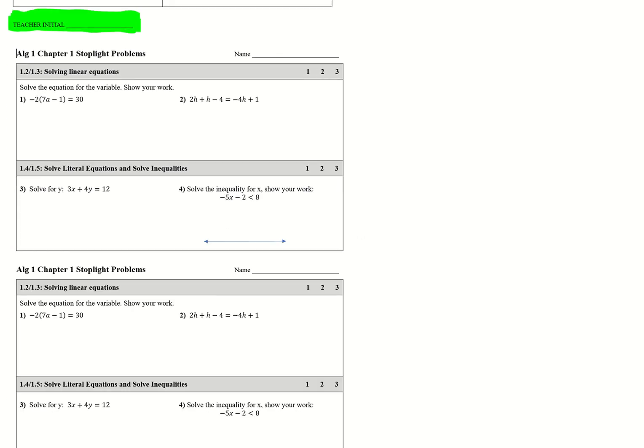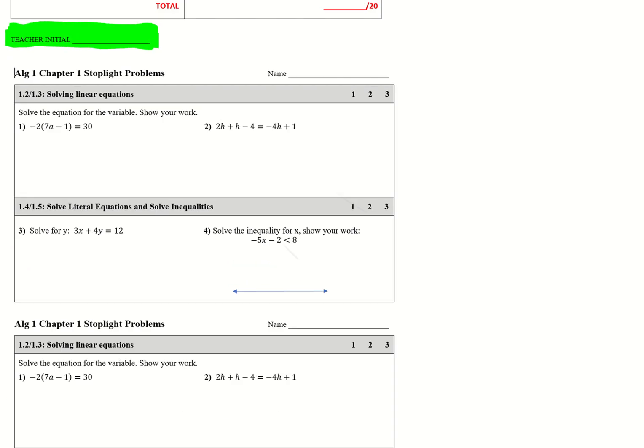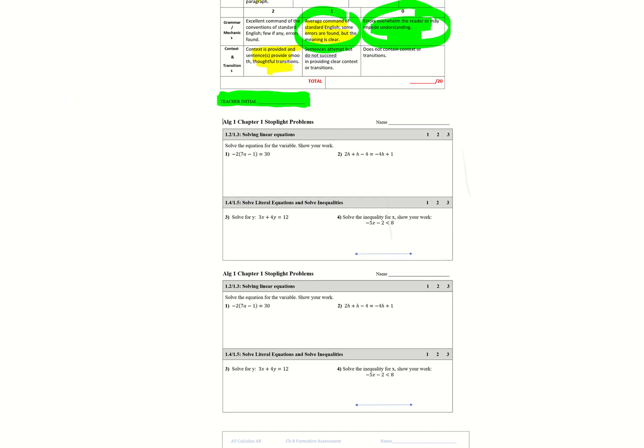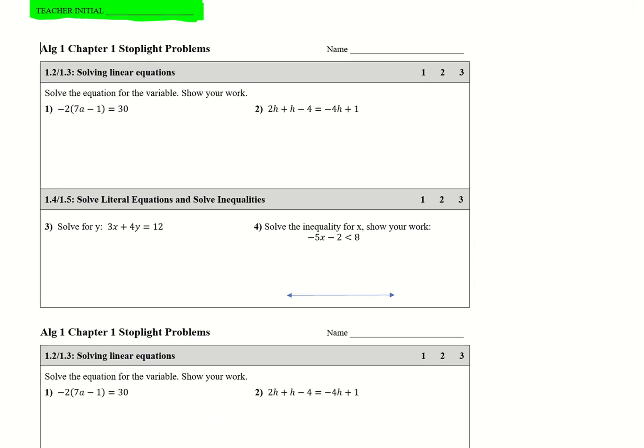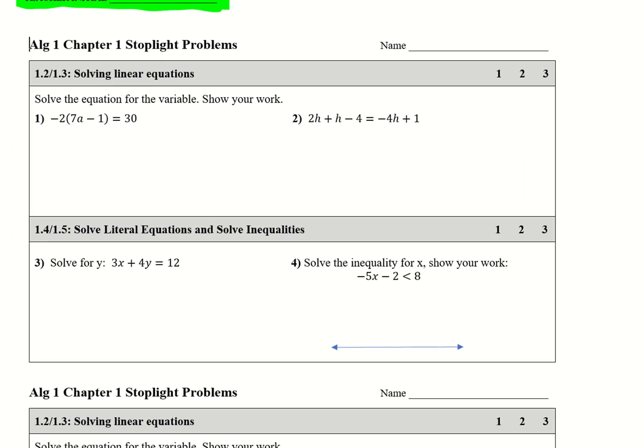This is another one. This is from the Algebra 1 PLC. And this is a handout that they've got in duplicates, more than one per page. So let me zoom in a bit. Now, all of these could be used with different levels of effectiveness. These are called stoplight problems, and these could be used in a highly effective way, and they could be used in a very ineffective way.